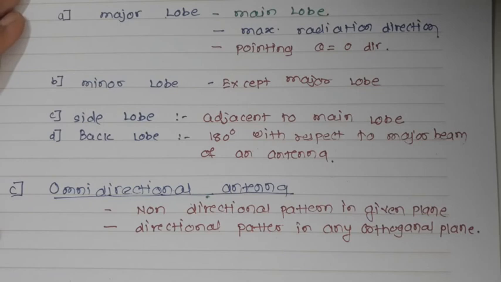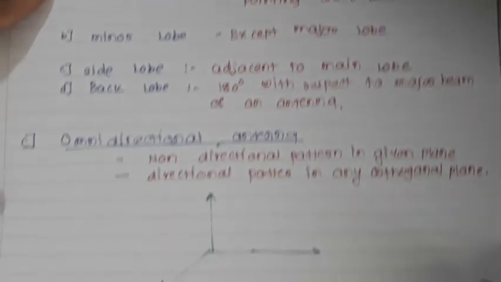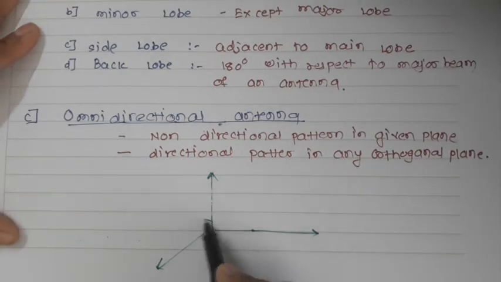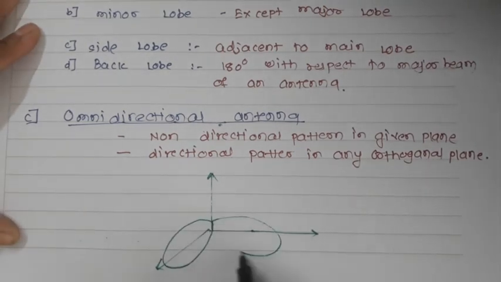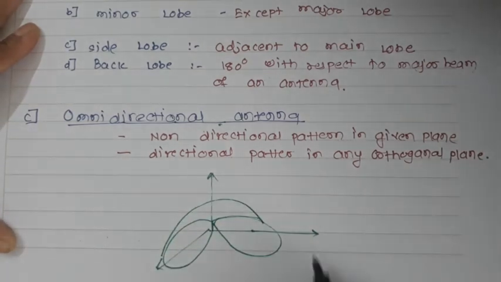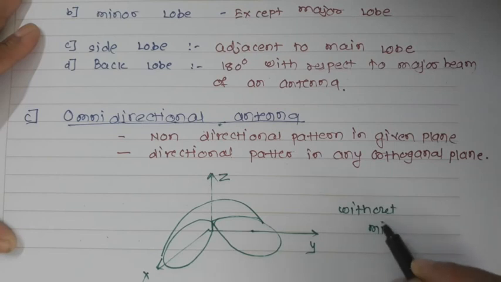So let us talk about the radiation pattern without a minor lobe. If I talk about the omnidirectional antenna without the minor lobe, your radiation pattern for this antenna will be like this. So you will have this kind of radiation over there. So this is without minor lobe. I can say this is Y, this is Z, and this is X.